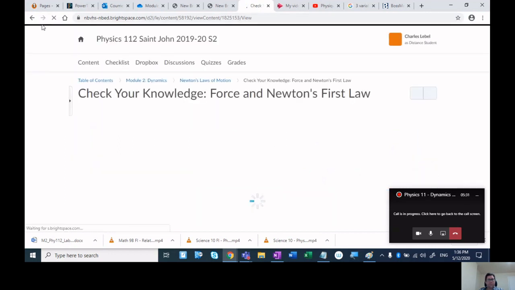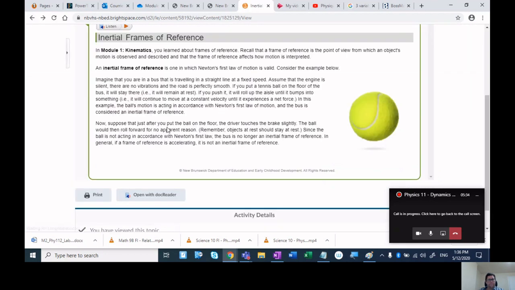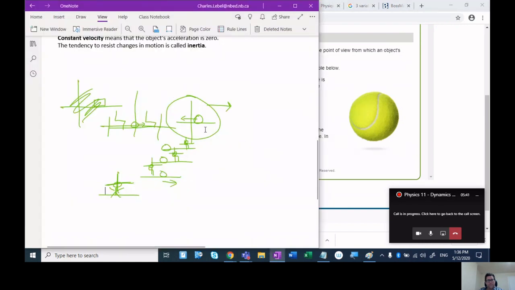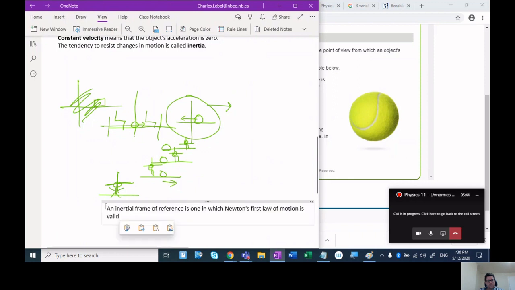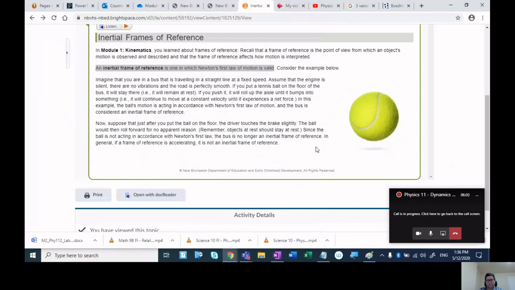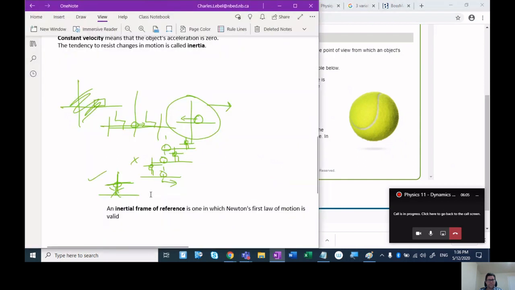So inertial frame of reference, let's go back, is valid. This would not be one, this would be one. This would be an inertial frame of reference. And not this, because the ball is not moving, as it should be. It shouldn't be moving for that person.